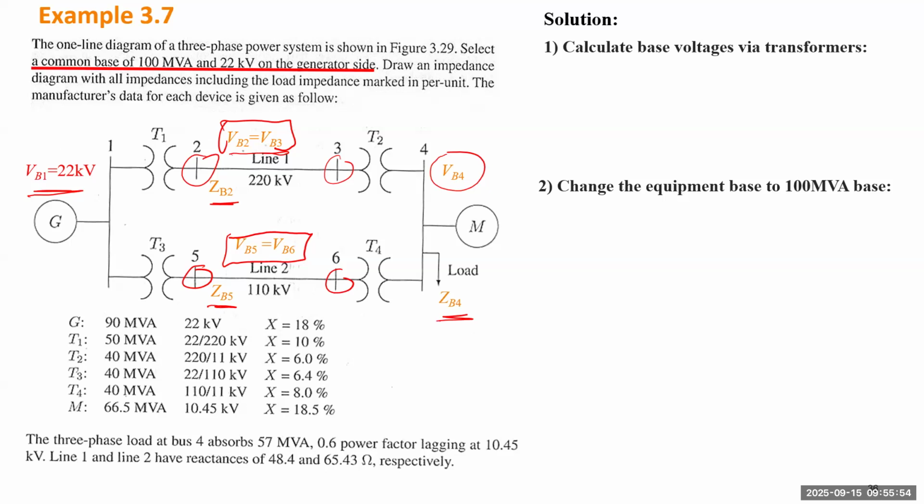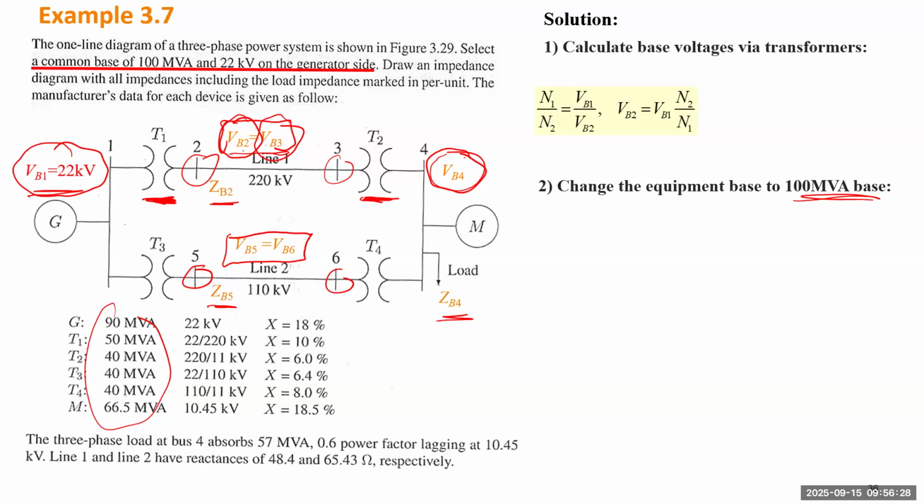First, let's find the base voltages through the transformers, because transformers define the ratio. If we know VB1 is 22 kV, by using this transformer we also know VB2 and VB3. From VB3 through this transformer, we can also calculate VB4. Similarly, we can do the same for the second transmission path. The second part, we need to change the equipment base from their original base value to the new base value, 100 MVA.